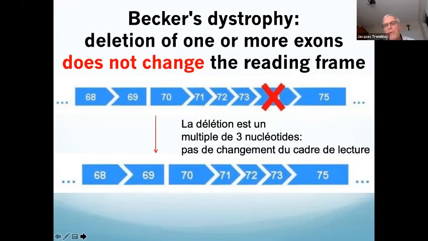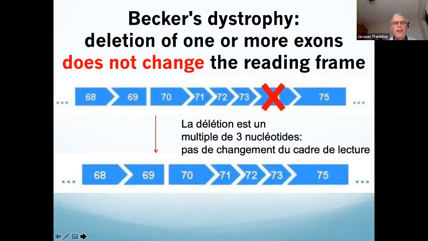And therefore the dystrophin protein will continue to be made. This dystrophin protein will miss a small part, coded in fact by exon 74, but it will have the beginning of the protein and the end of the protein, and it will be able to be underneath the muscle fiber membrane and play partially the role of the normal dystrophin.